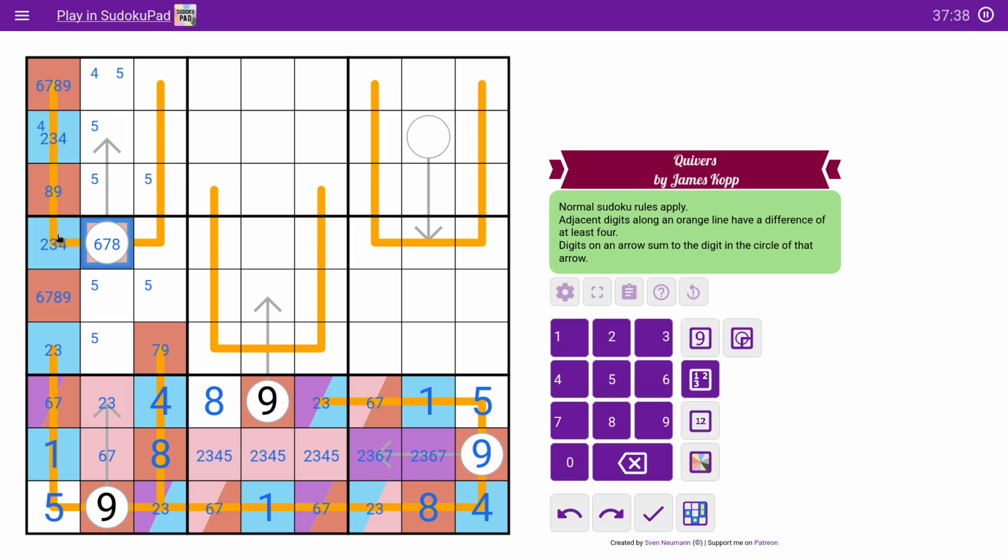If this is 6, well, this is not a 4, it's a 2. This is a 7, this is a 6, making this a 2 as well. Impossible. If this is a 7, this forces this to be a 7. Wait, of course, 4 can't go next to 7. This is 9. Well, I should have found that ages ago.